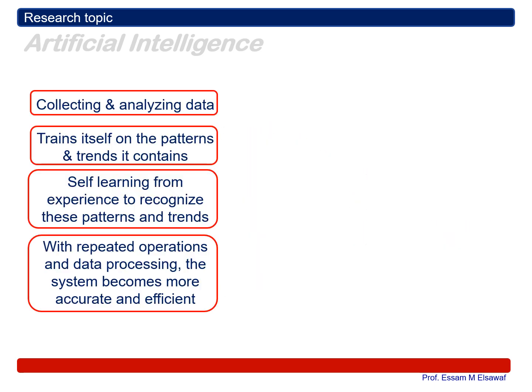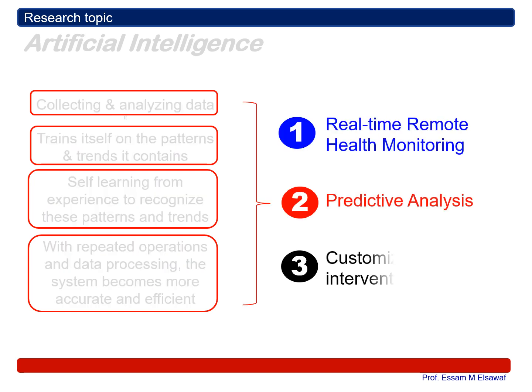So now we can summarize the functions or actions of artificial intelligence. It happens through four steps. First, collecting and analyzing data, training itself on the patterns and trends it contains. Then self-learning from experience to recognize the patterns and trends of such information. And at last, with repeated operations and data processing, the system becomes more accurate and efficient. For doing what? For doing three functions: real-time remote health monitoring, predictive analysis, and customizing the intervention.